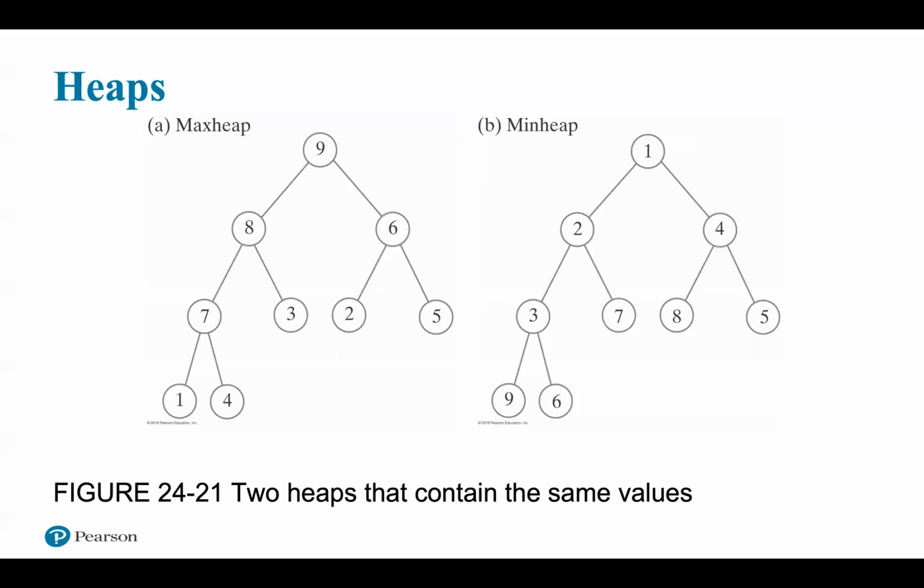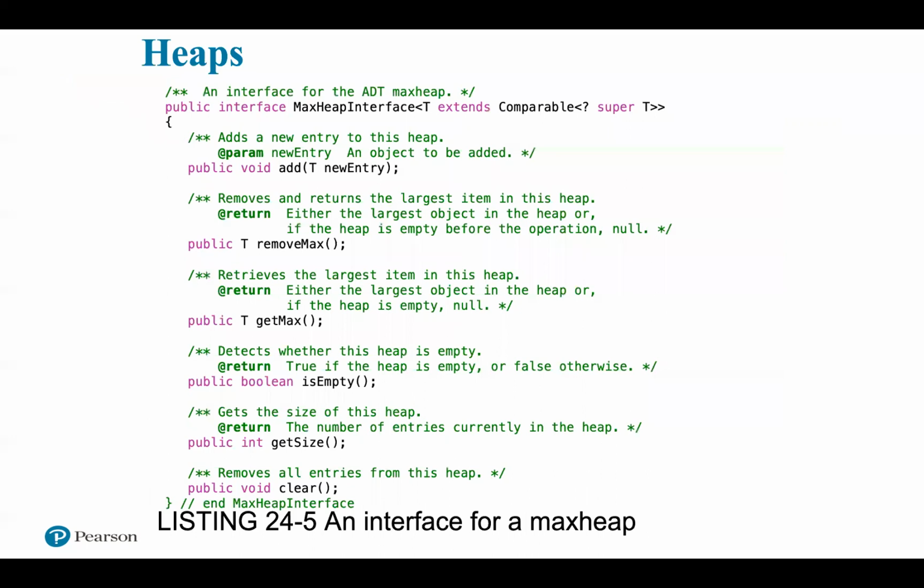Figure 24.21 gives an example of a max heap and a min heap. For simplicity, we use integers instead of objects in our illustration. For operations, in addition to typical ADT operations such as add, isEmpty, getSize, and clear, a heap has operations that retrieve and remove the object in its root. This object is either the largest or smallest object in the heap, depending on whether we have a max heap or min heap. This characteristic enables us to use a heap to implement the ADT priority queue, as you will see in the next segment.